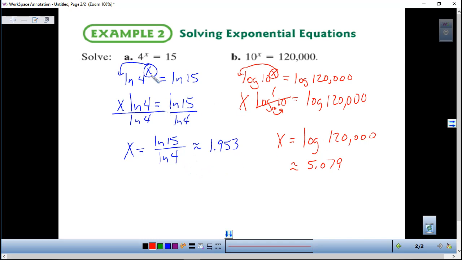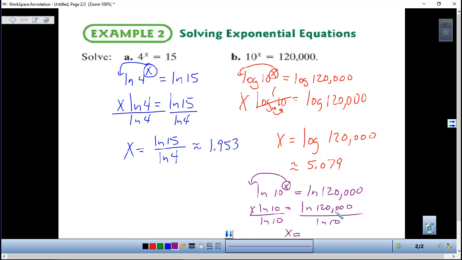Now, I'm going to show you that it works the same way with natural logs as it does with common logs. So, same problem, just working a little different way. If I take the natural log of both sides, I get this. And then the same way I did before, I'm just going to move that x out front. So x times the natural log of 10 equals the natural log of 120,000. And then, of course, the natural log of 10 is just a number. I want to solve for x, so I'm going to divide both sides by the natural log of 10.